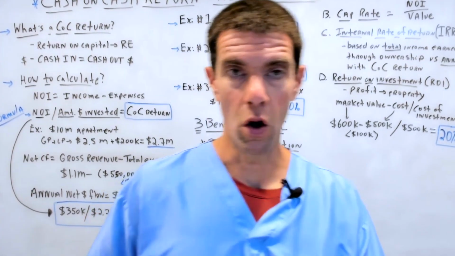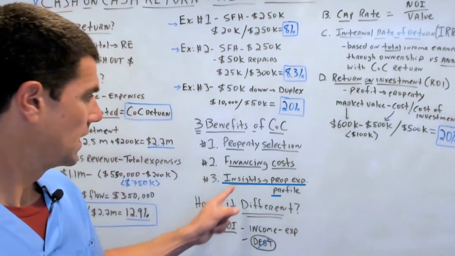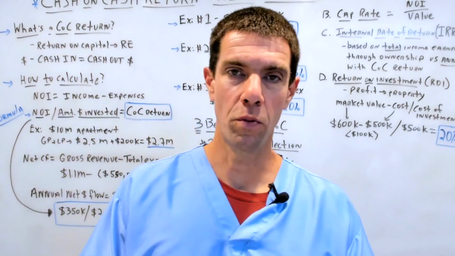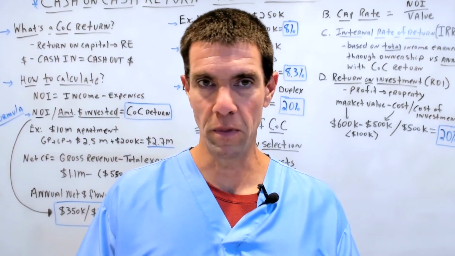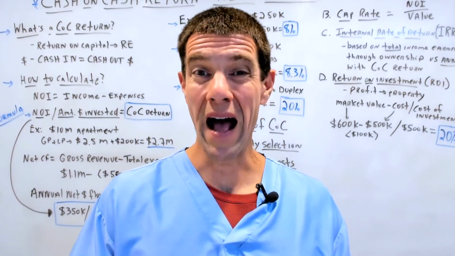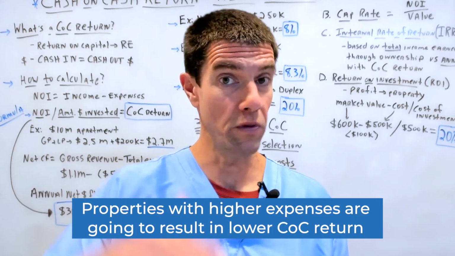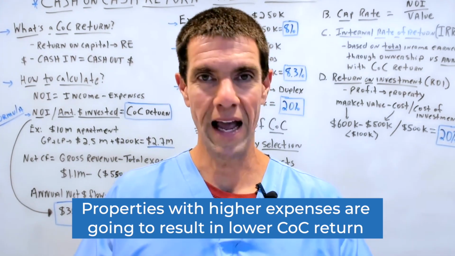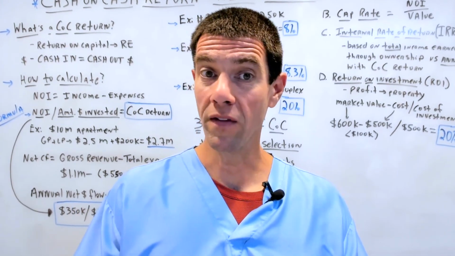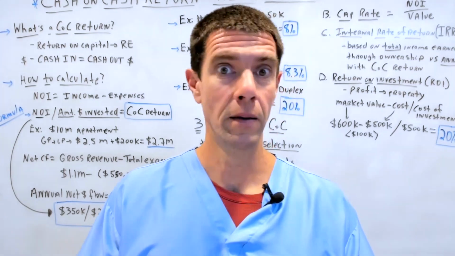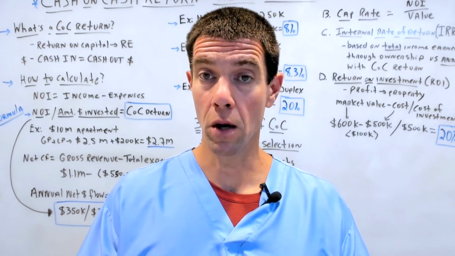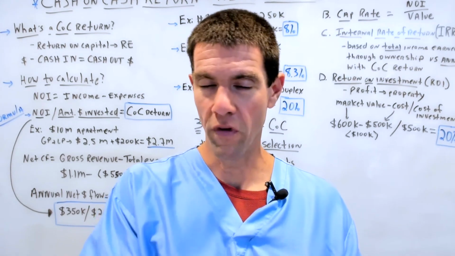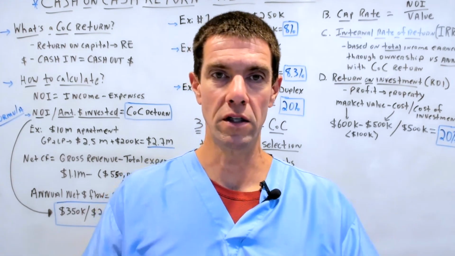And the third benefit is insights to a property's expense profile. Now, the cash on cash return provides useful insights to a property's expense profile. Now, okay, properties with higher expenses are going to result in lower cash on cash returns. So by knowing the expenses beforehand, a prospective buyer could determine if there are possible cost savings that could be implemented before they buy the property in order to increase the return.